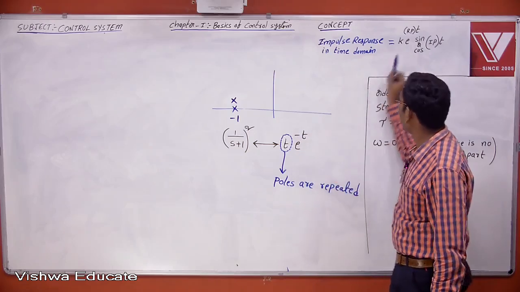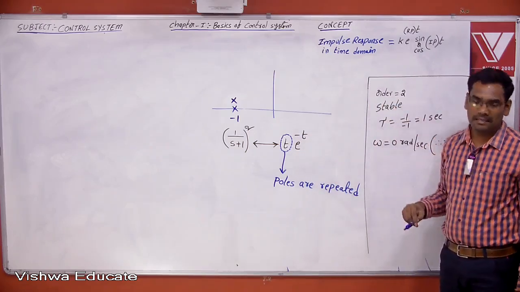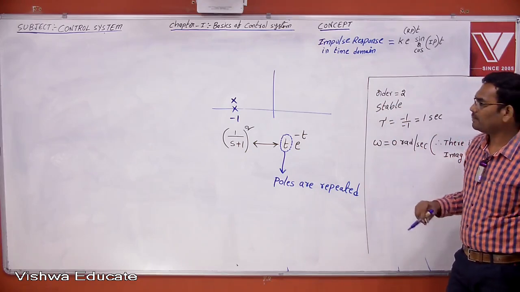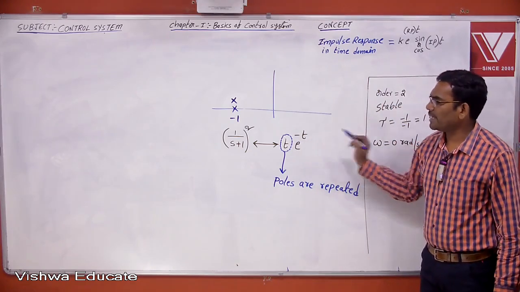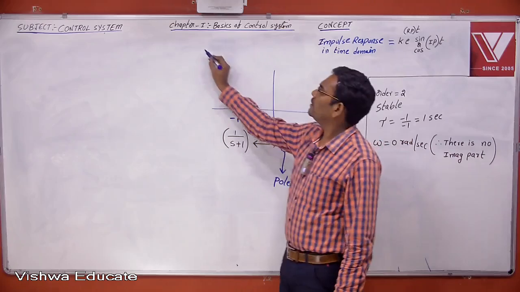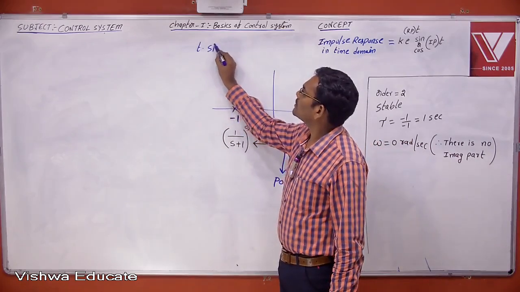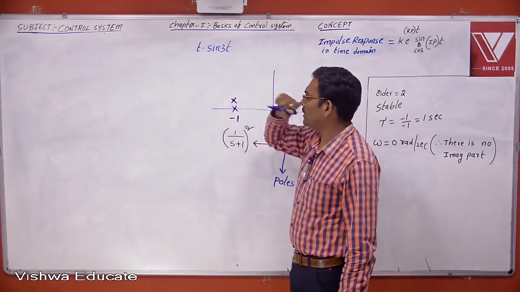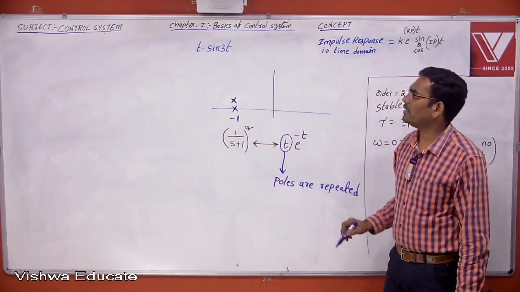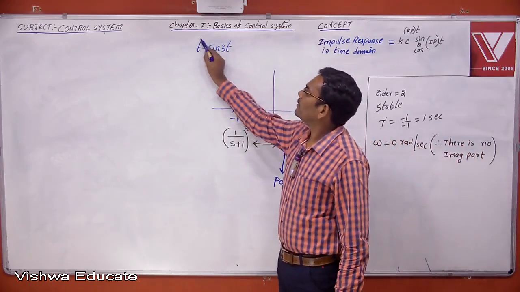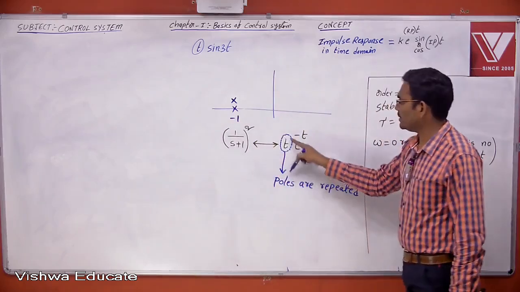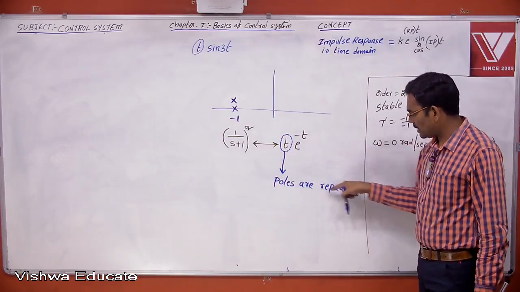Like this, for example, let us say the question is like this: t into some sine 3t. What is the meaning of that? Then you try to understand. T means what? Just now I said, t means repeated. T means the poles are repeated.